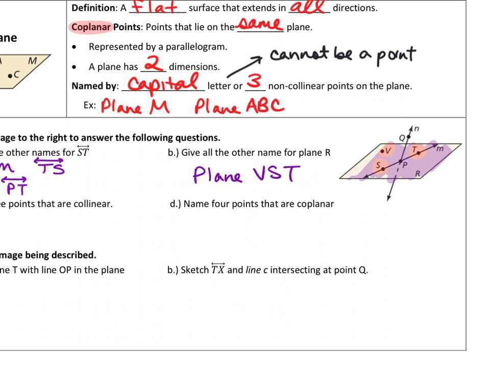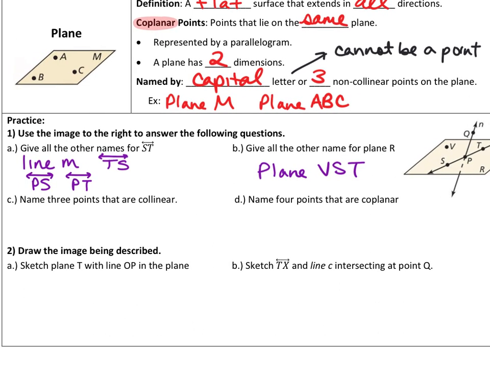Is that clear? Okay, the next one asks you to name 3 points that are collinear. What did the word collinear mean? Do we remember? They're on the same line. Is there any 3 points that are on the same line? Which ones?